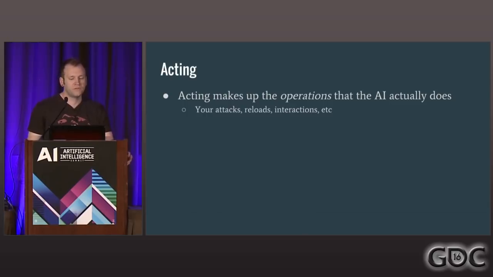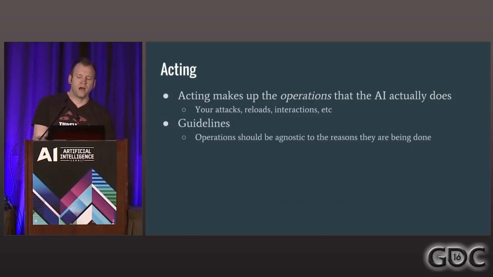Different systems will have different terms for this, right? HTN uses operators, GOAP uses actions, behavior trees use nodes, states are in finite state machines. Some guidelines to keep in mind. Operations should be agnostic to the reason they're being done. We saw this with the tornado example. If the reason is baked in, it's going to be harder to use that tornado elsewhere if that surrounded check is in there. The only conditions that should be baked in are what's actually needed for that operation to run.